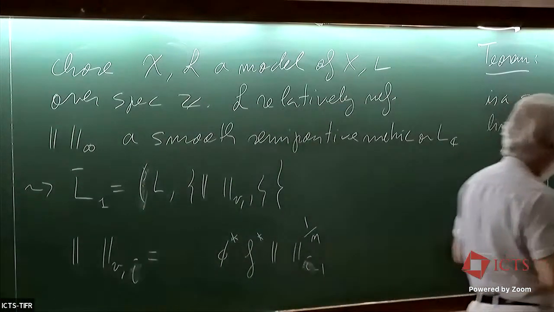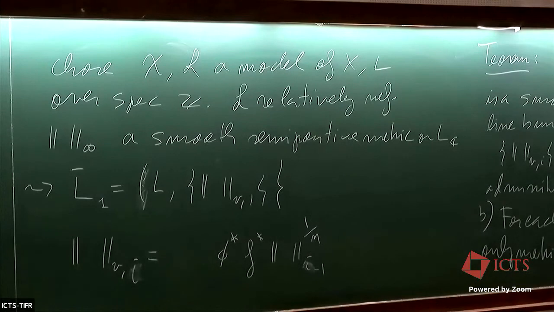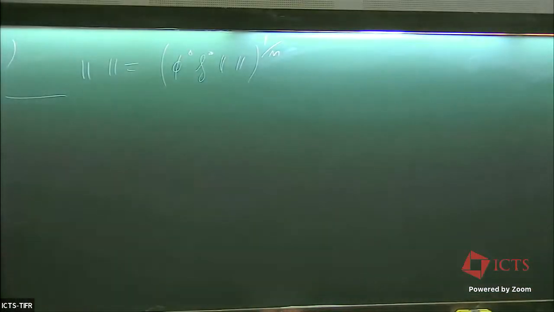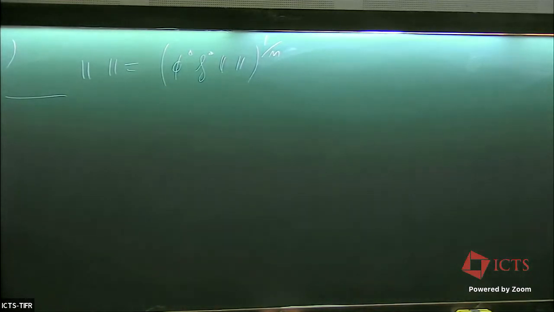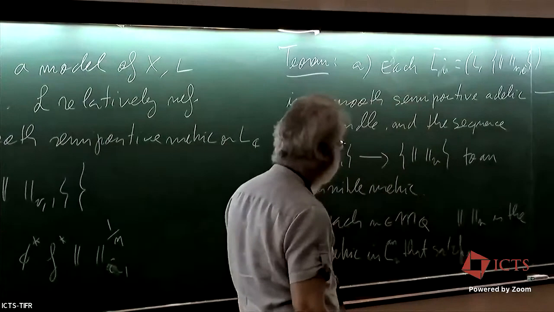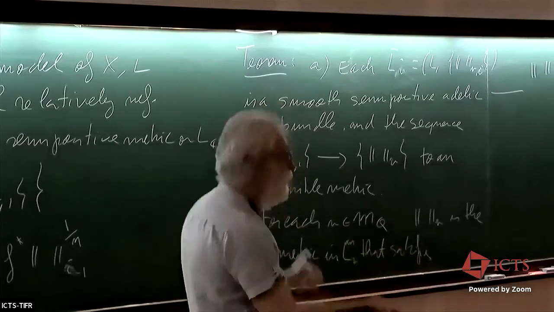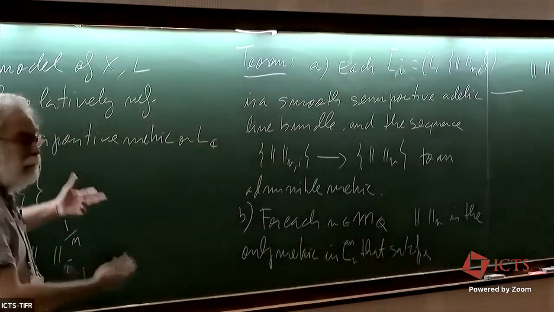Well, now remember about the convergence. I left as an exercise to check that at each step it is really smooth and semi-positive. Just one remark is that if I start with a model metric and I apply this process, I still have a model metric.